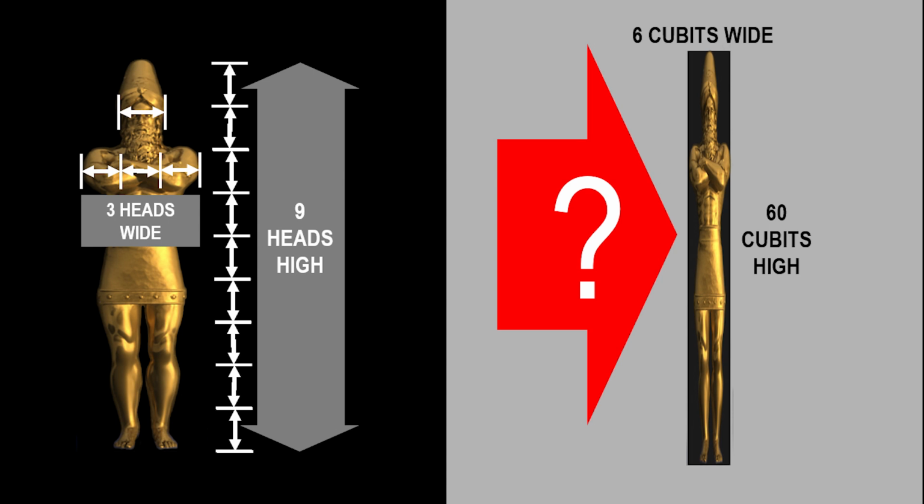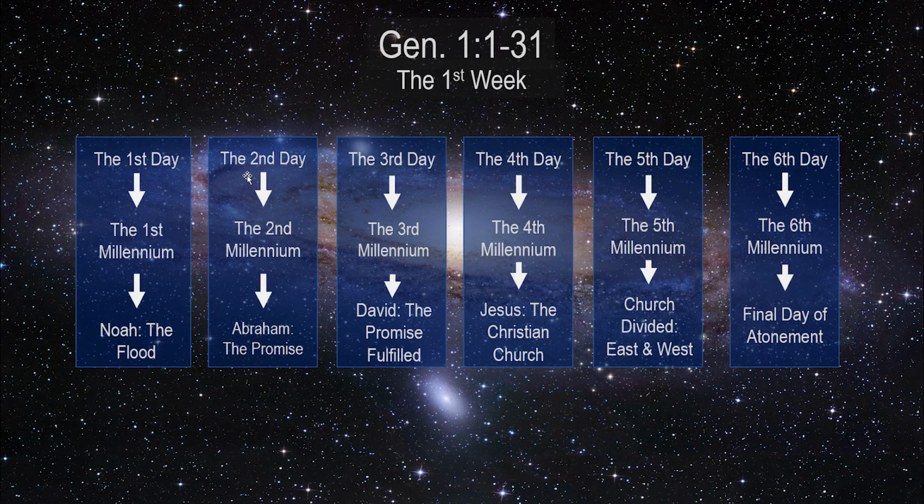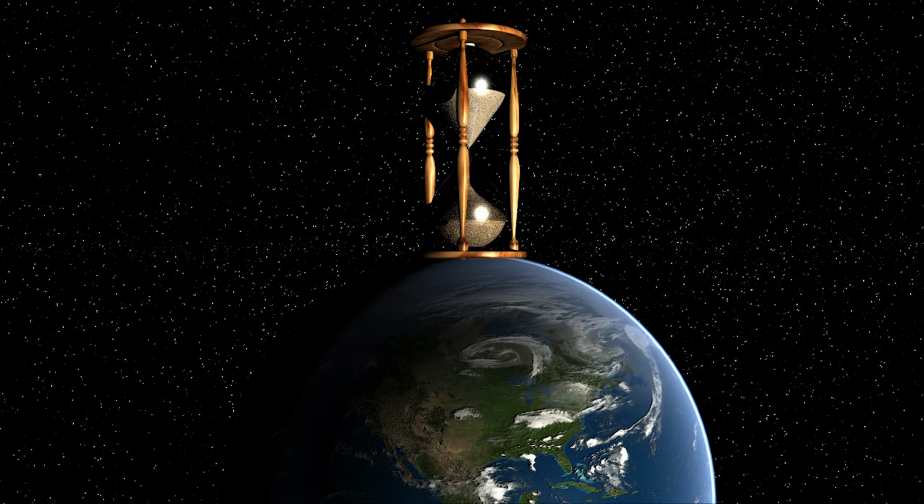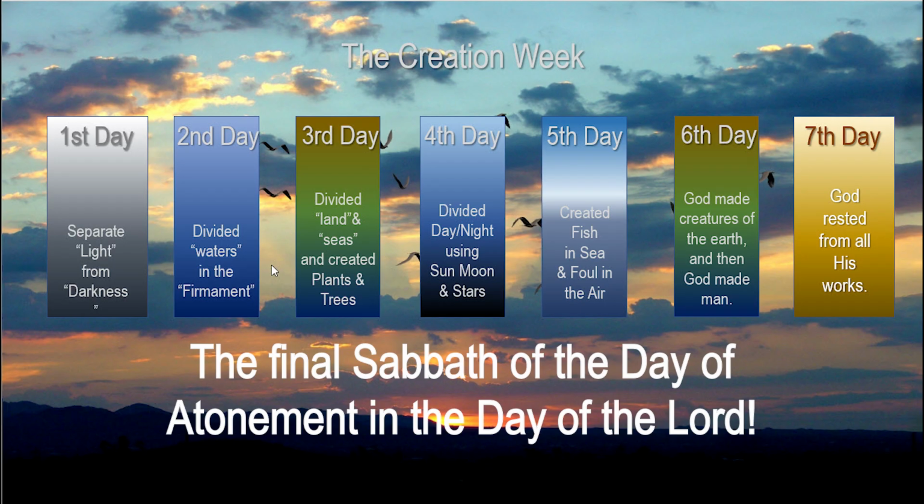The width of the image is 6 cubits, which is telling us 2 things. 6 is the number associated with the preparation day that precedes the Sabbath. It represents the incomplete or unfinished work of God's plan at creation. It is in fact the measure of this world's period of probation that must precede the time of the end, which would be the final Sabbath of the Day of Atonement in the day of the Lord.